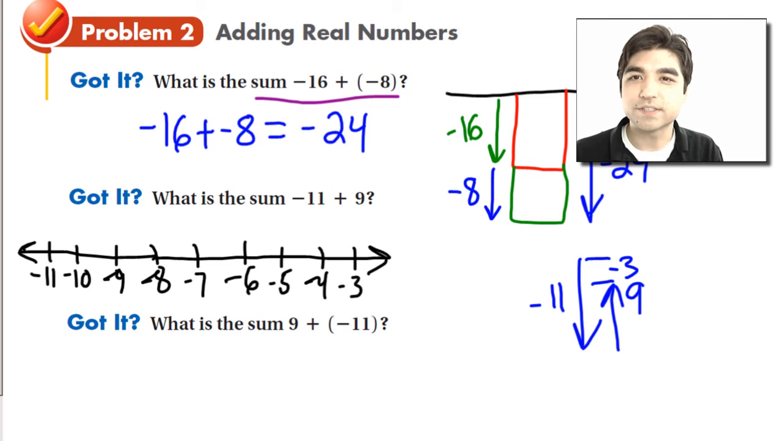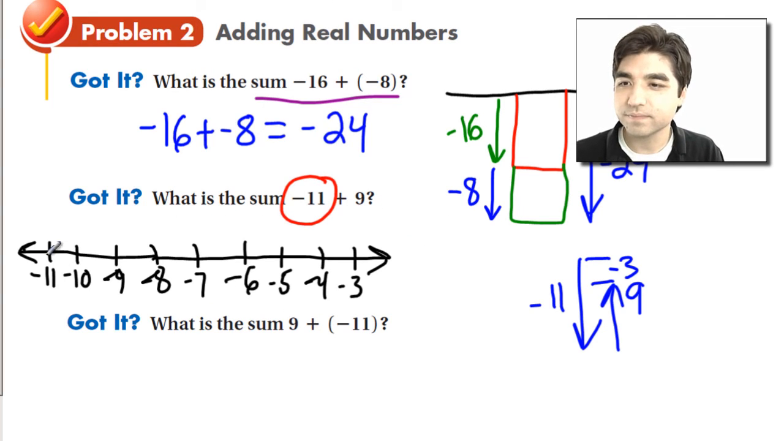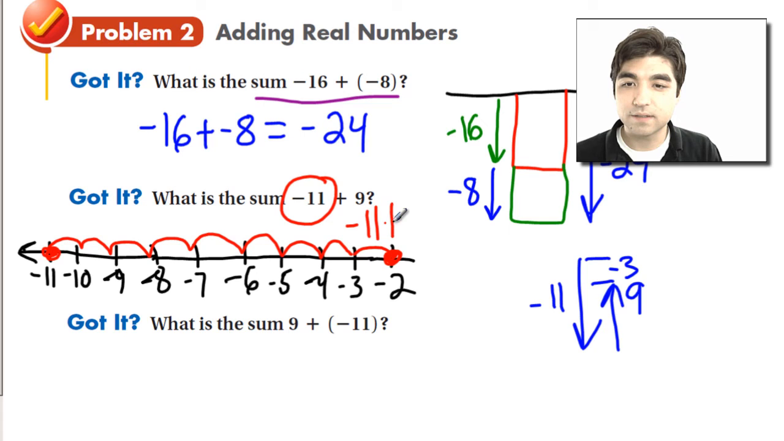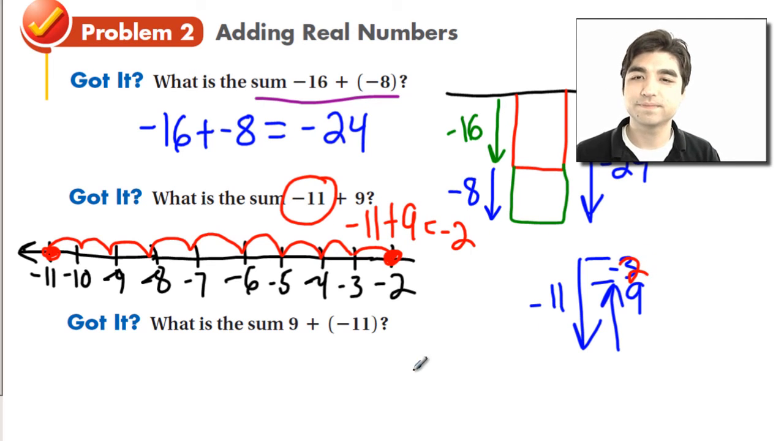Okay, so you remember you start at negative 11, and then you add 9. So you go 9 to the right. 1, 2, 3, 4, 5, 6, 7, 8. Oh, I'm glad I did this because I actually said the wrong answer. So this is actually negative 2. So negative 11 plus 9 equals negative 2, not negative 3.